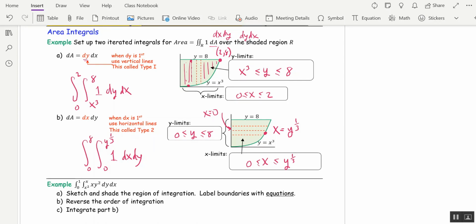Now, I find some students have trouble when I really tell them to actually draw the lines in to determine the lower limit and the upper limit. They find that that's really helpful. So I strongly suggest you do that.